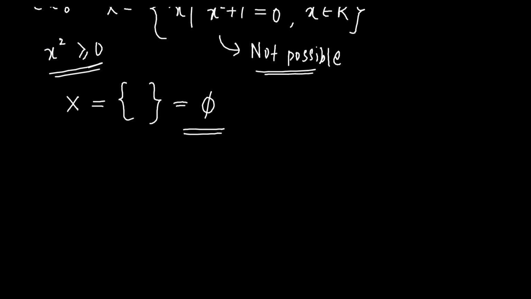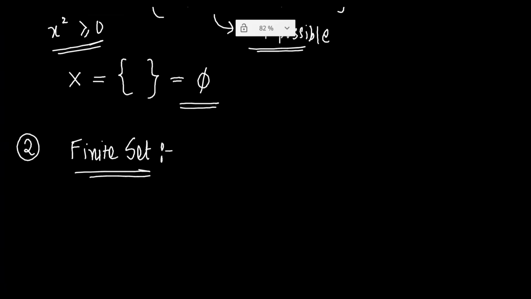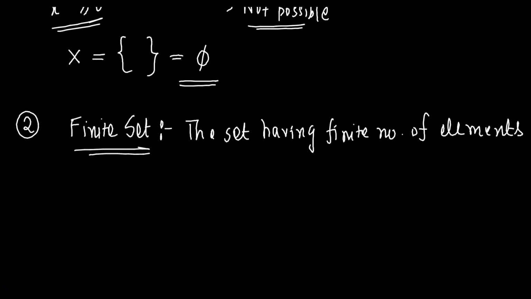Now we come to the next type. This is the finite set. Finite set. Now write it down. What is this? The set having finite number of elements are called finite.